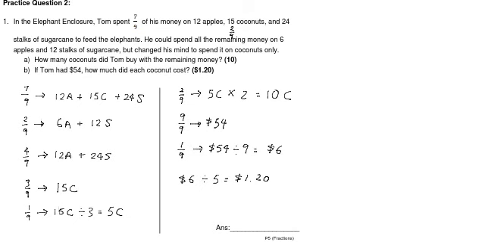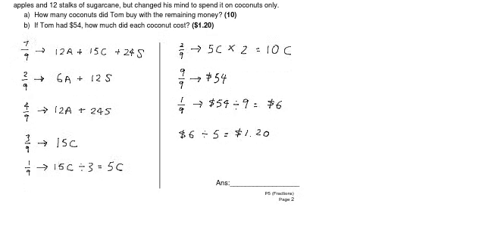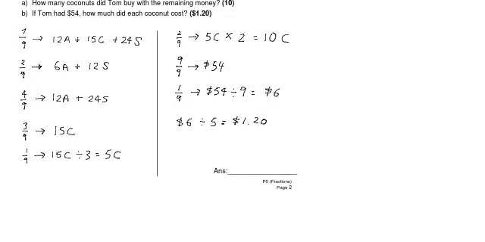Okay, so remember to write down the answer for part A and B. Part A, how many coconuts did Tom buy with his remaining money? Label your answer. Part A is 10 coconuts. We do not need to write the C here, we just need to write the 10. And then part B, we know that each coconut costs $1.20. Okay, so that is it for this question. Let's look at the next question.